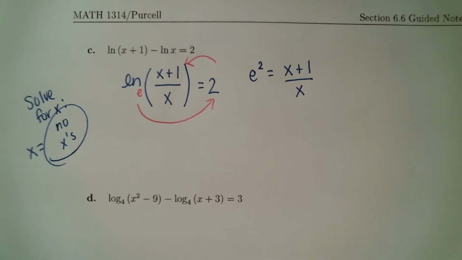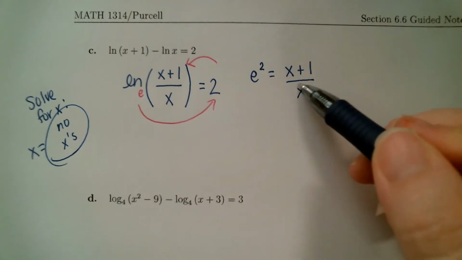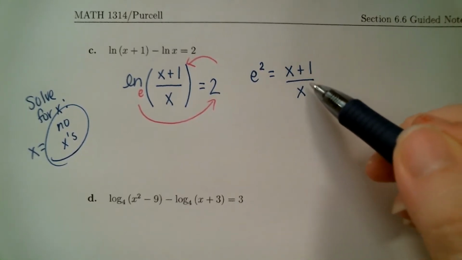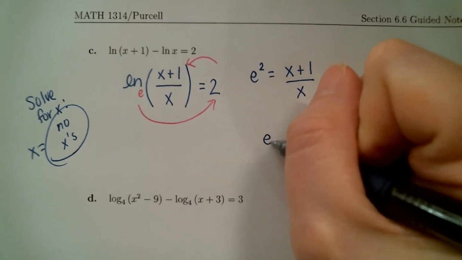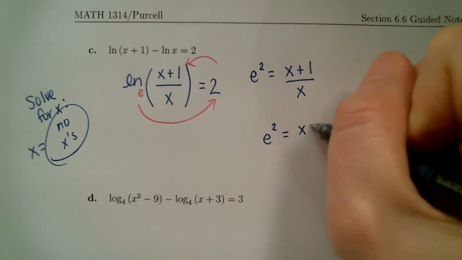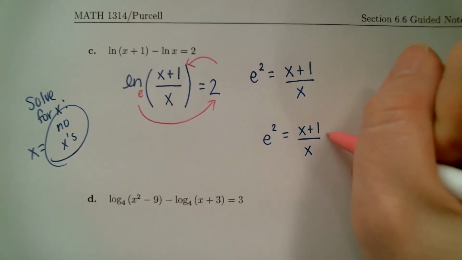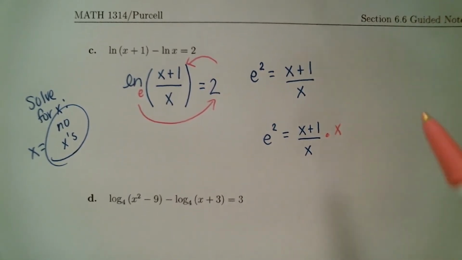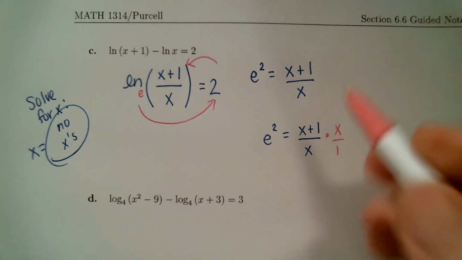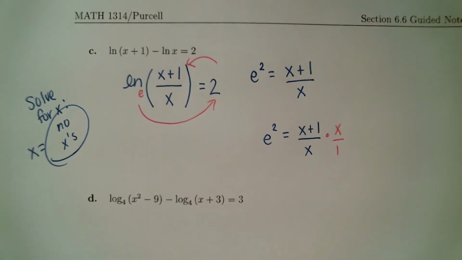If you want to eliminate the fraction here, we're going to multiply by this denominator to get rid of the fraction. For clarity, I'm going to rewrite my equation. I'm going to multiply this side by x, because then you'll have an x. Remember, this is really x over 1. Then you'll have an x in the top and an x in the bottom. So x divided by x will be 1. They will cancel each other out.